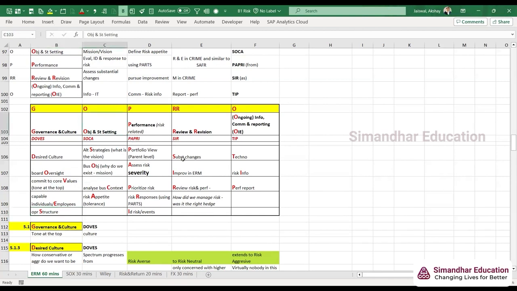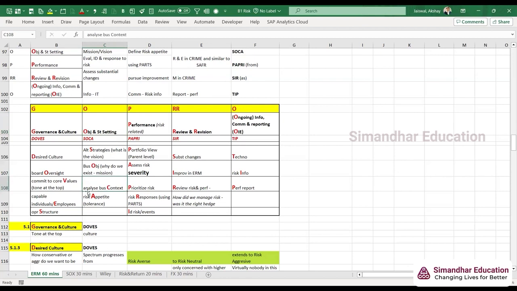Objectives and strategy settings. What is meant by this? Objective and strategy is about mission and vision. Objective is about the mission and strategy is about the vision. Mission and vision we already discussed. Mission is the shorter statement whereby why we exist, and vision is how or what we are going to achieve.